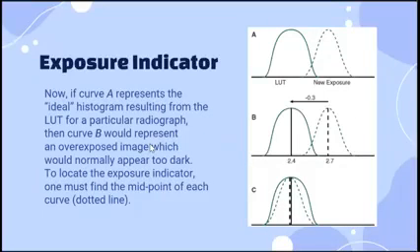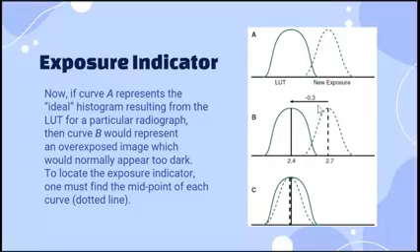Now, if curve A represents the ideal histogram resulting from the LUT for a particular radiograph, then curve B would represent an overexposed image which would normally appear too dark. To locate the exposure indicator, one must find the midpoint of each curve. Okay, so the image for curve B is overexposed, so that means it's too dark, it's not too bright, okay? So the new exposure that we have acquired is an overexposed image, so we have to align it with the ideal histogram from the LUT. Okay, so we have to align it here. So we'll have to decrease the values from 2.7 to 2.4.